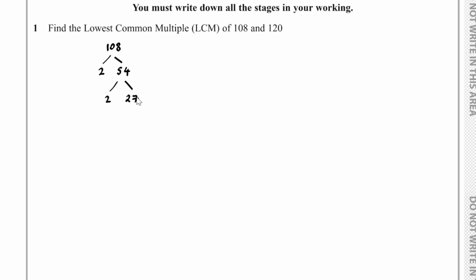2 is a prime number, 27 isn't, so we can split the 27 up into 3 times 9. 3 is a prime number, 9 isn't, so we can split the 9 up into 3 times 3. And if we do a similar thing with 120, we can split the 120 up into 2 times 60. 2 is a prime number, 60 isn't. 60 we can split up into 2 times 30.